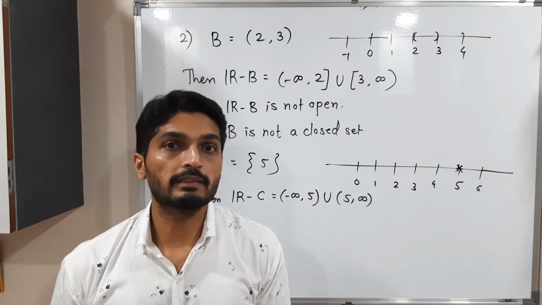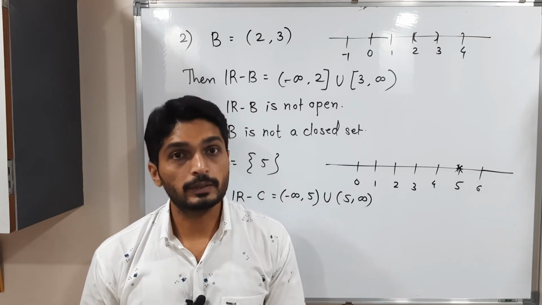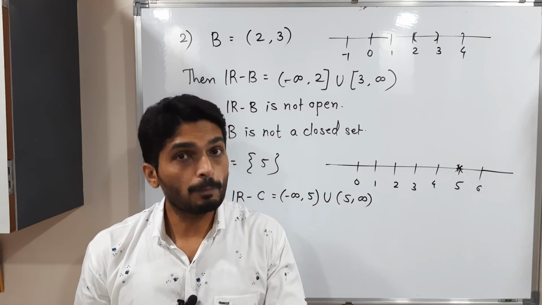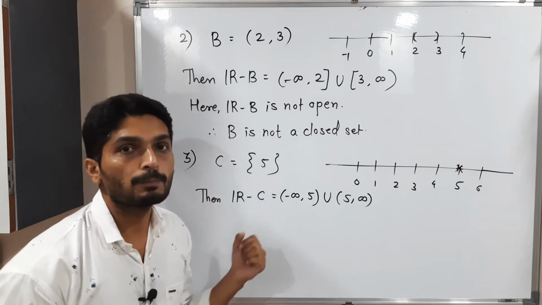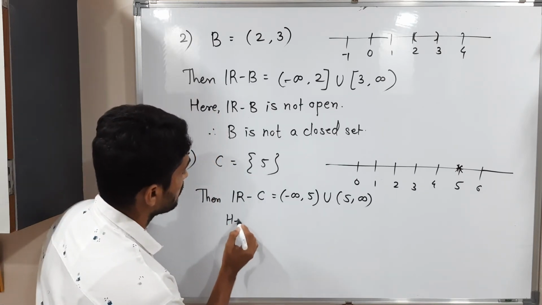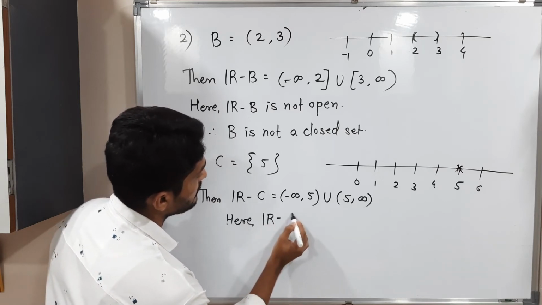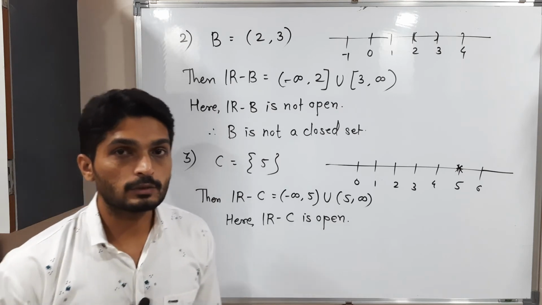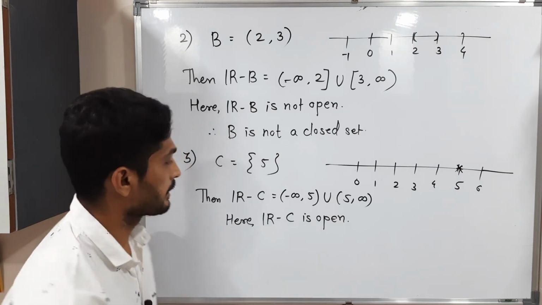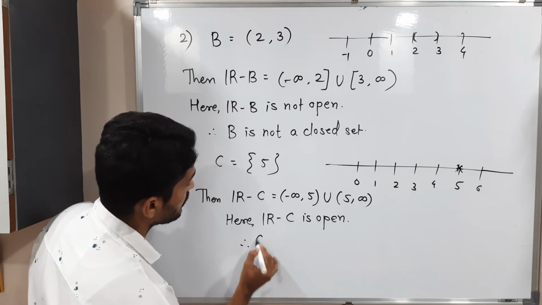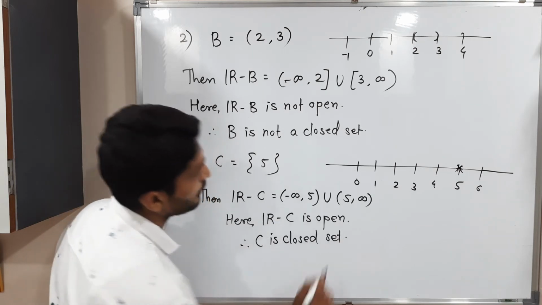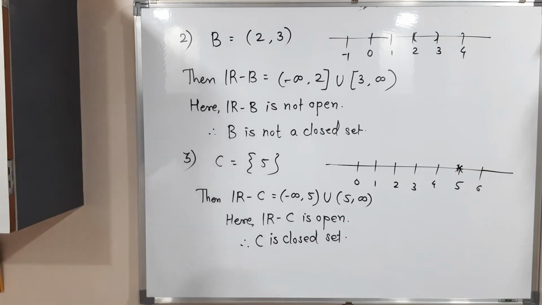See, both intervals are open intervals. So these two sets are open sets. And an arbitrary union of open sets is open. So R minus C is an open set. Here R minus C is open. So that means the complement of C is open. So C is a closed set. Therefore, C is a closed set. Okay. You can make a screenshot of it. We will discuss a few more examples.